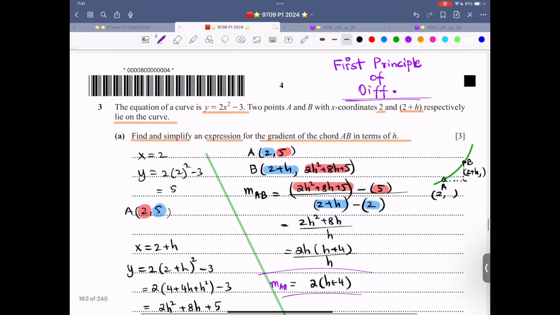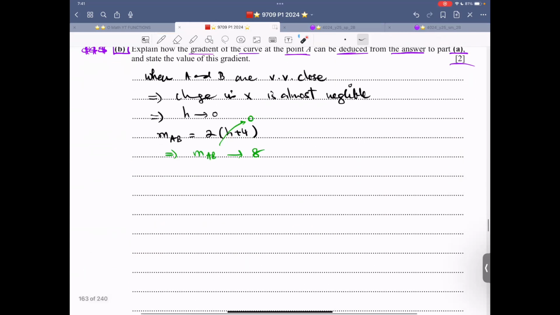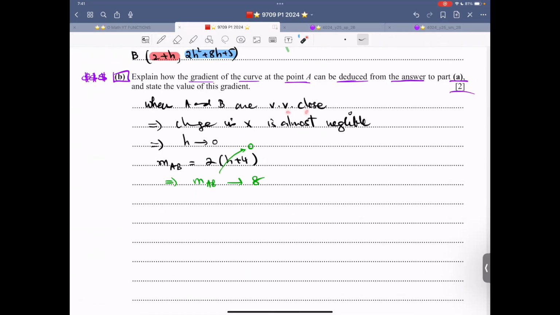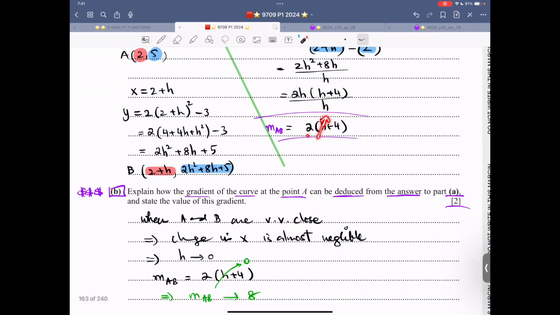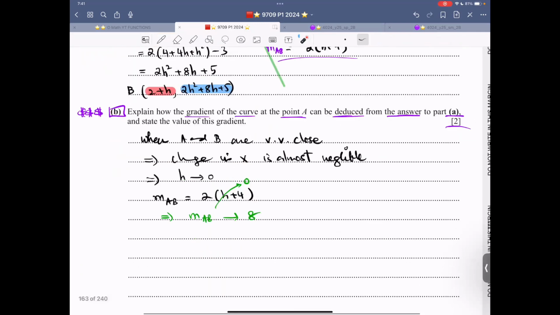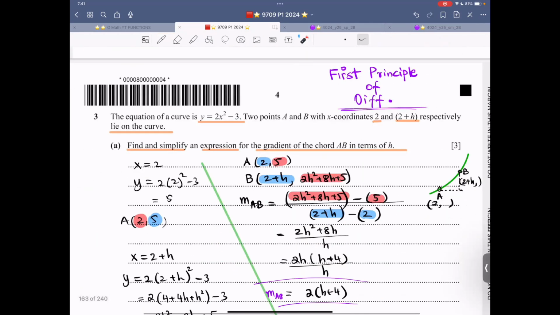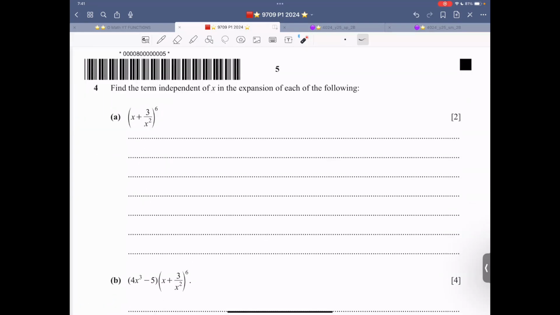Now the concept is, if A and B are very close to each other, that means this horizontal difference is almost 0. It's not exactly 0, it's almost 0. It's very, very close. Change in x is almost negligible. Change in x is h. If h is almost 0, 2 into 4 is 8. That is the gradient of the curve. That is how the concept of first principle is used in this particular question. Definitely go ahead and watch the video if you haven't watched it till now.